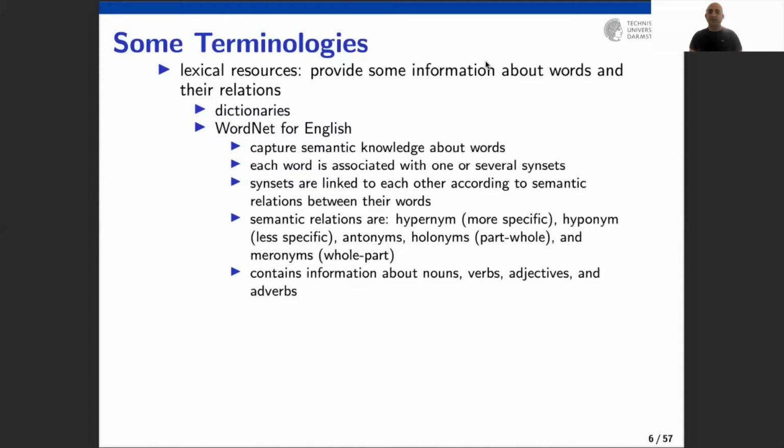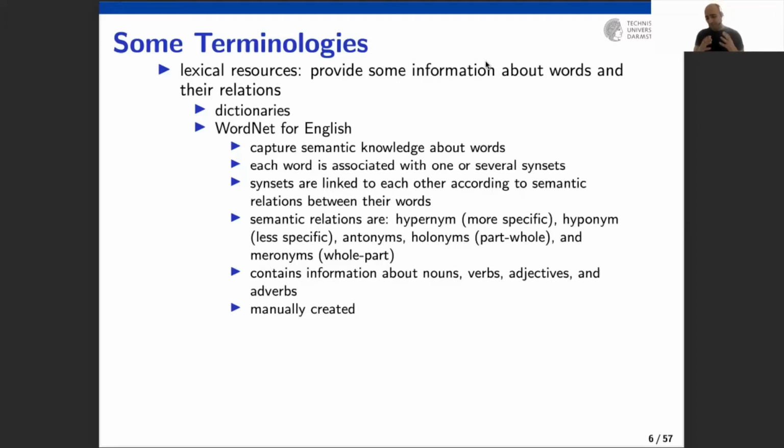WordNet also contains information about nouns, verbs, adjectives, and adverbs. So it contains different types of words. It's not only about nouns, or only about verbs. It contains different types of words, so it's a pretty rich resource for finding relationships between words. The good point about WordNet is that it's manually created, so it's very precise. It's not only rich, but also very accurate. So you can rely on the information that you extract from WordNet.